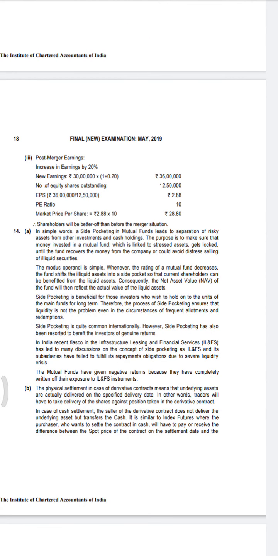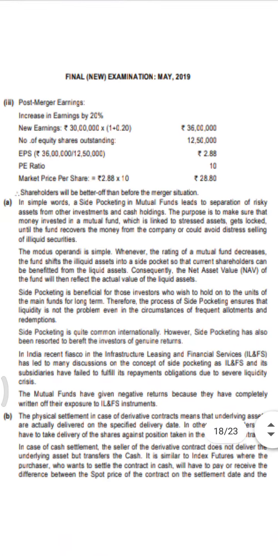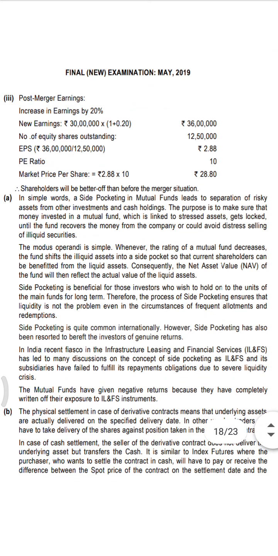What is side pocketing? In simple words, side pocketing in a mutual fund leads to separation of risky assets from the other investments and cash holdings. Risky assets को separate करना cash holdings से and other investments from other investments and cash holdings. The purpose is to make sure that money invested in a mutual fund, which is linked to stressed assets, gets locked until the funds are recovered from the company, or to avoid distress selling of illiquid securities.